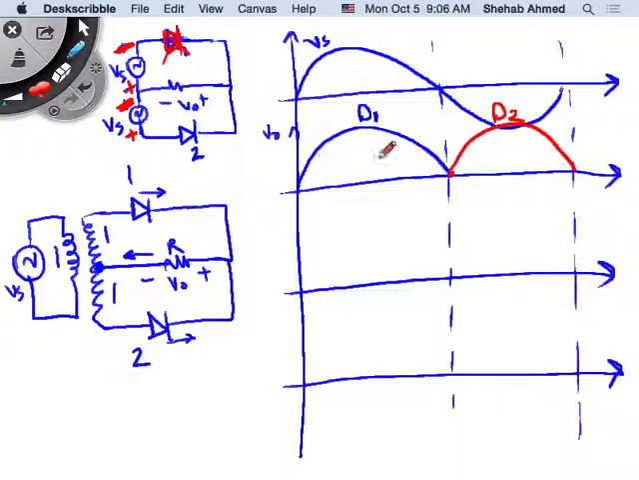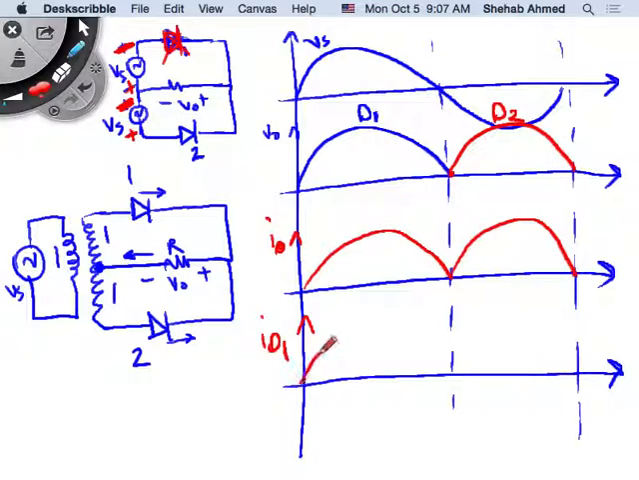So everybody's okay with the fact that D1 is on in the positive half cycle, D2 is on in the negative half cycle? Okay, so if D1 is on in the positive half cycle, then current will flow initially through, the output current will look like what? Output current in the resistive case will look exactly like the output voltage. And if I wanted to draw only ID1, then ID1 would look like this, correct? And then 0.